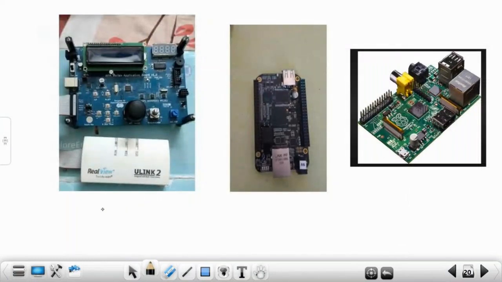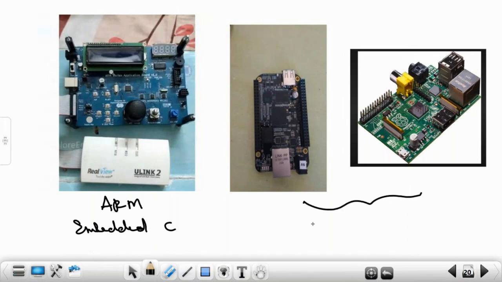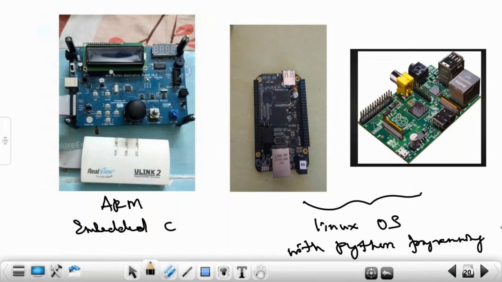So basically, ARM-based processors work on embedded C. If you look at the applications, all boards can be used for the same application, or for different specific applications. ARM boards work on embedded C, and BeagleBone and Raspberry Pi work on a Linux OS with Python programs. So this is the main difference in terms of operating system and programming language: ARM-based boards versus BeagleBone and Raspberry Pi, which work on Linux with Python.